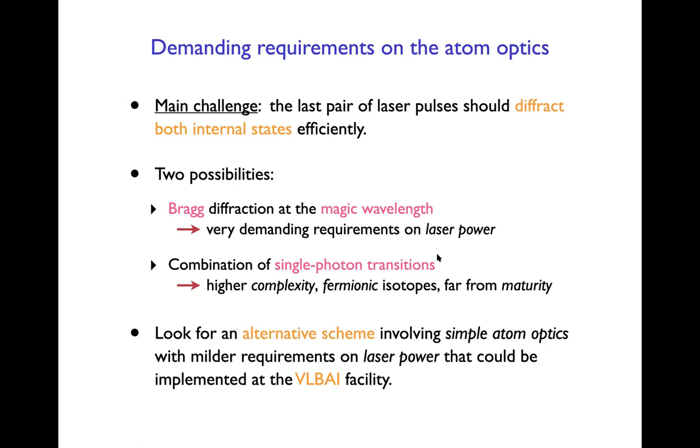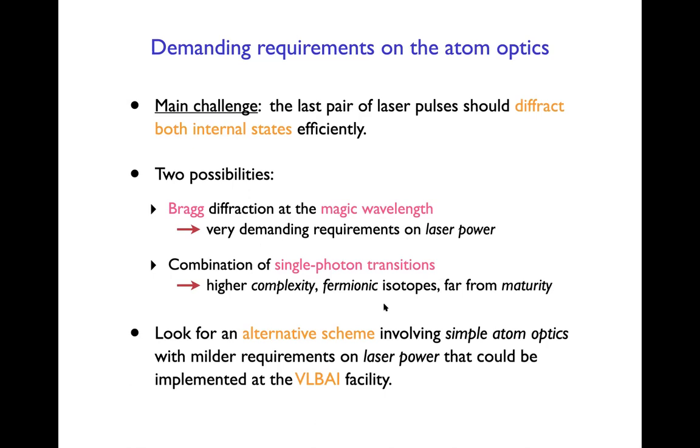There are some other alternatives based on single photon transitions, which are another possibility, and it's certainly something that in a few years should be possible to implement. But in the near future, it's still being developed. You need fermionic isotopes, they require higher complexity. So it's far from maturity; it will take 5-10 years to develop that to the level where you could do these experiments.